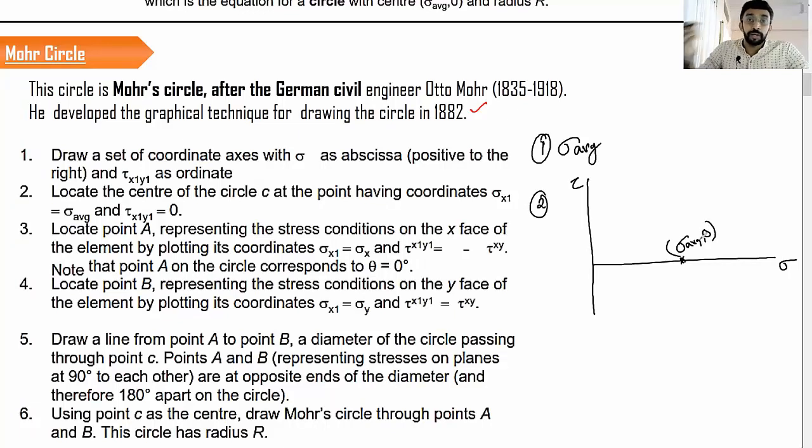Then we have to find out the next point. Or in simple words, you calculate the value of r, and taking this r as the radius, if you draw a circle, you will get the Mohr circle. That is a standard procedure. And along with that, they have given one more sign convention here.